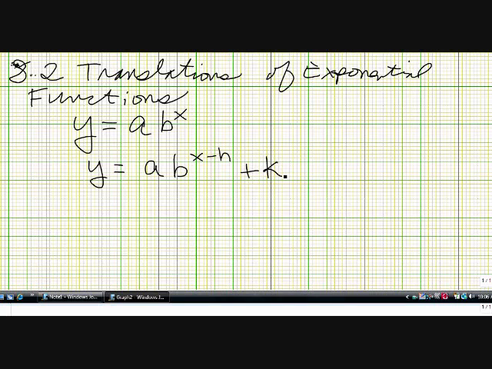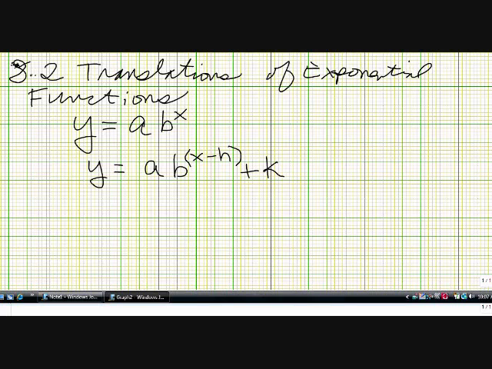So that's a translation. We've done the translations before for quadratics and absolute value. The h is part of the exponent. The k is not. So if you put these in your calculator, you would really need to put the parentheses around the x minus h. Otherwise, the h won't be part of the exponent. But when you see them written on the page, they don't ever put the parentheses around the x minus h.